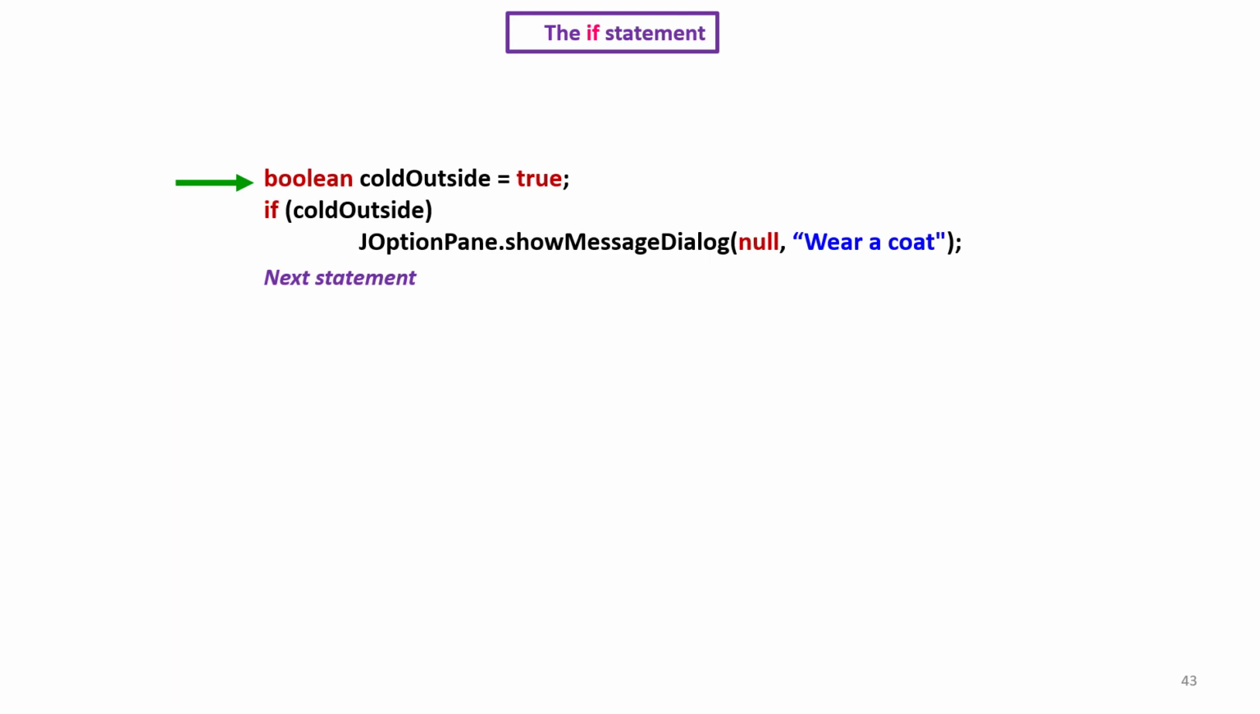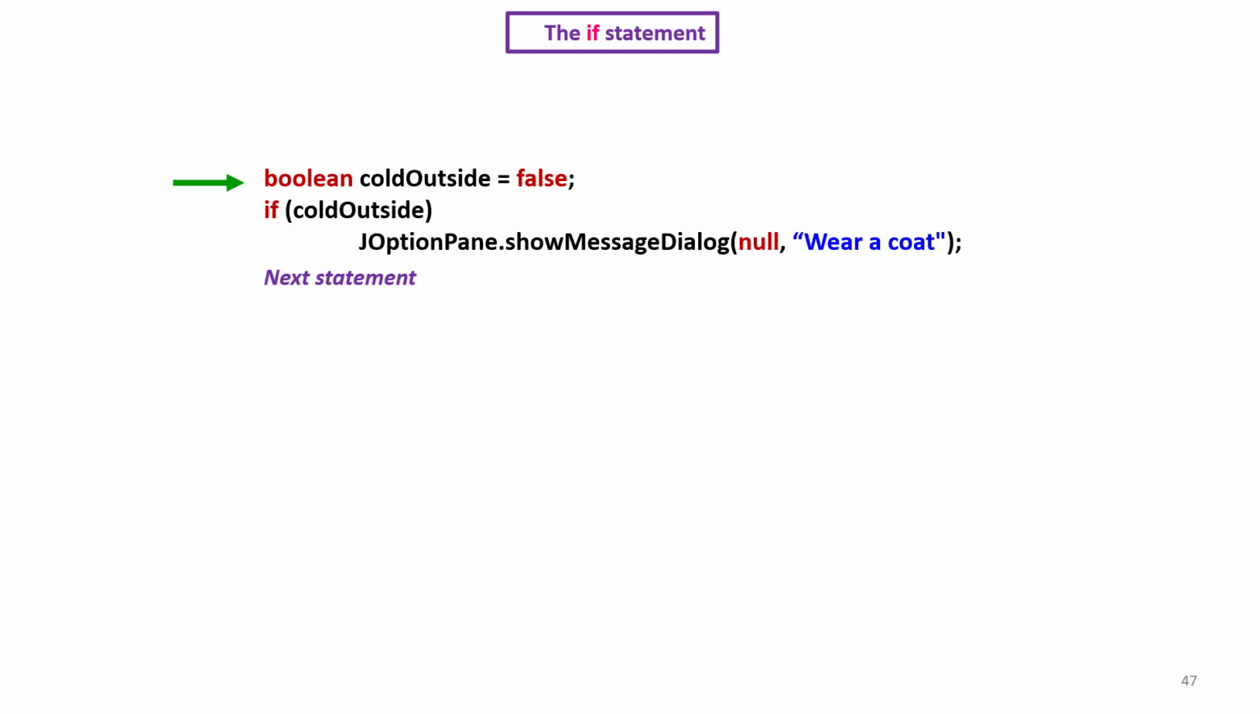Here, cold outside is a variable of type Boolean, initialized to true. If the if statement evaluates to true, and obviously it does, since cold outside has been set to true, a show message dialog box will appear displaying the statement, wear a coat. Then execution should move to the next statement after the if construct.